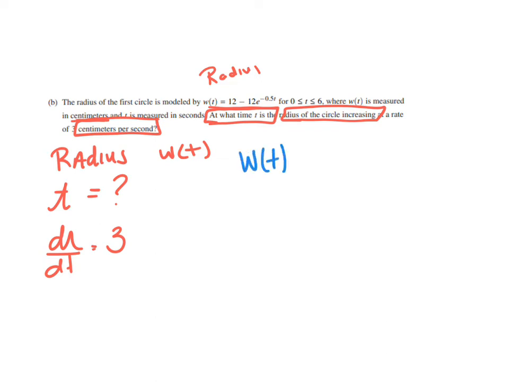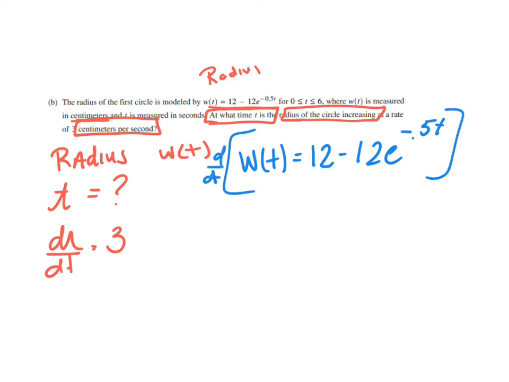So W of t, here's the radius, and all they want me to do is take the derivative with respect to time. So box it in, say I'm going to derive with respect to time. This becomes the derivative of W is dW/dt. 12 is a constant, so its derivative is 0. This is just the derivative of an e function. Leave it alone.